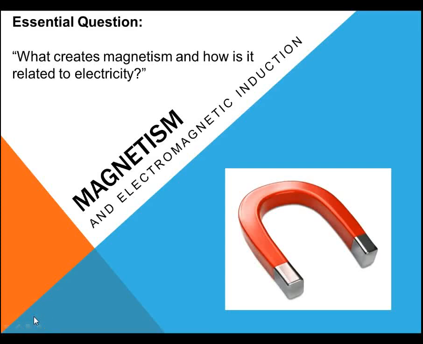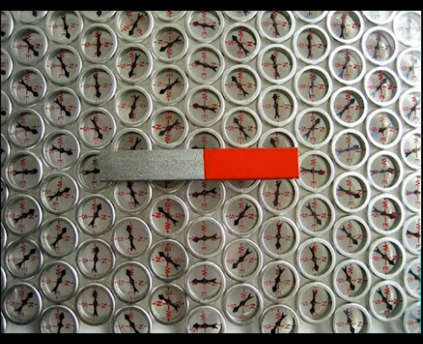Okay, let's talk about magnetism. What creates magnetism and how is that related to electricity? Well, first off, I really like this picture. You can see it's a bar magnet, and those are, of course, compasses behind it. And you'll notice that the compasses aren't all pointing the same direction, and they're not pointing in random directions.